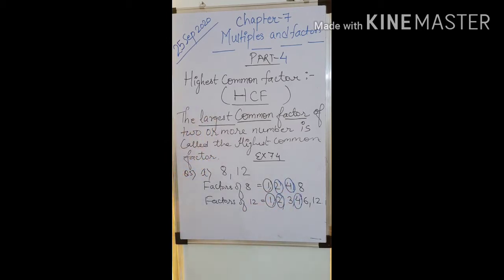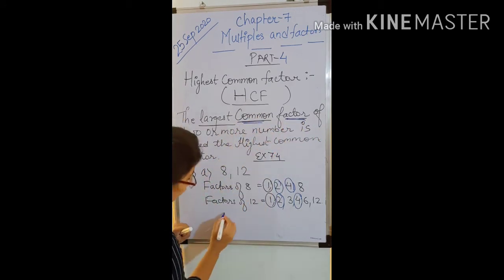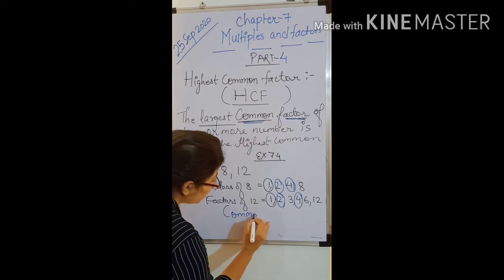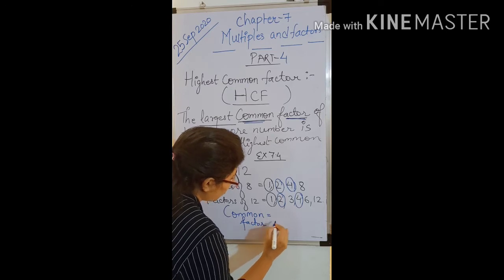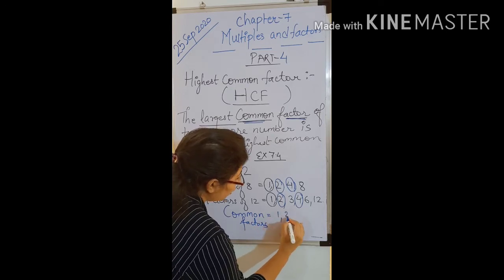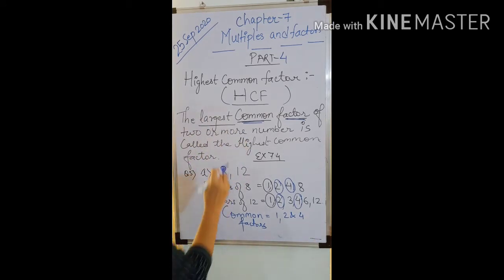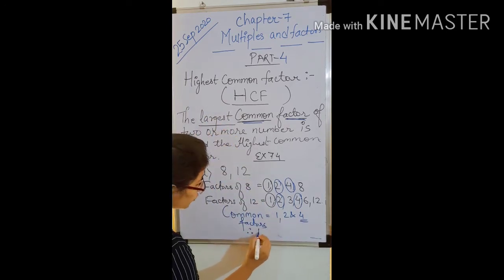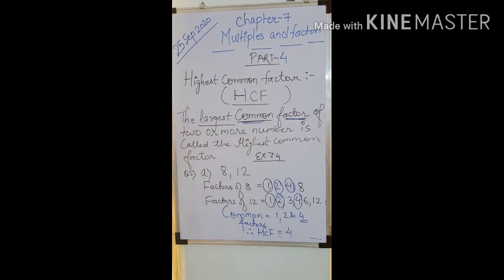Now we are done with the factors and we are done with the common numbers. The common factors are 1, 2 and 4. Now what do you observe? Which is the largest? It is already written, the largest common factor. So the largest number over here is 4. Therefore the HCF becomes 4 for the given 8 and 12. So HCF of 8 and 12 will be 4.